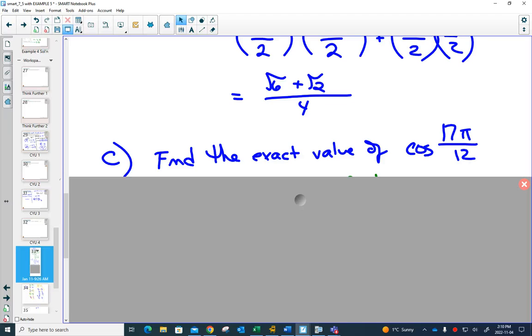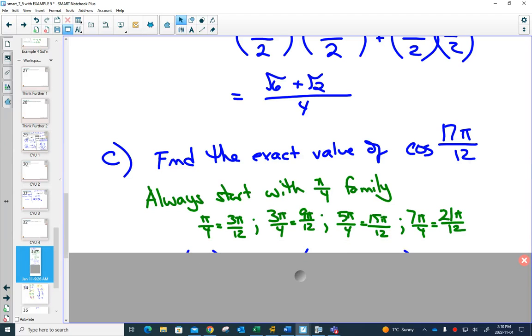So when you're finding the exact value of this, start with your pi over 4 family, and think of them. There they are. They're all there. 3 pi over 4, 9 pi over 12, 15 pi over 12, 21 pi over 12. Choose one. Then ask yourself, do you like adding or subtracting? Because if you choose one that's too big, you're going to have to subtract. If you choose one that's small, you're going to have to add.